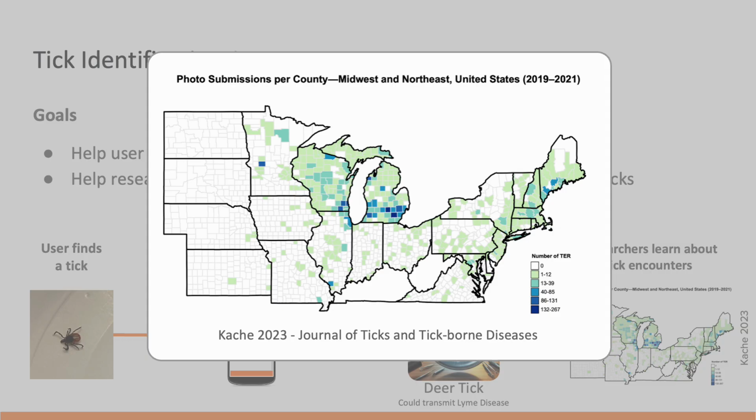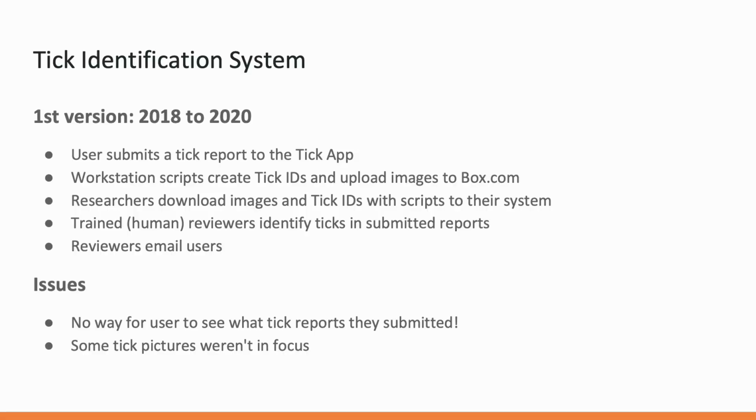For example, this graph was taken from Koch 2023. It shows a distribution of submitted tick reports from the app between 2019 and 2021, with the heaviest number of submissions being in Wisconsin, Michigan, and parts of New England. Researchers could take this information and learn more about these users, as well as disseminate material to educate people about ticks in these areas.